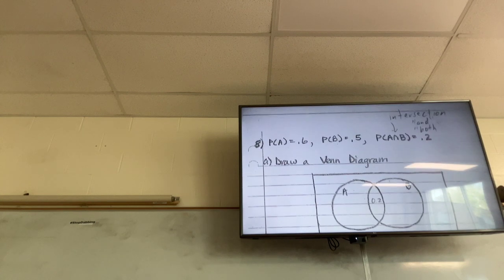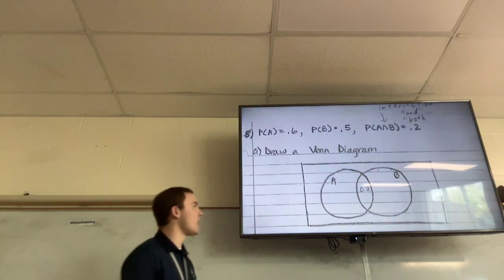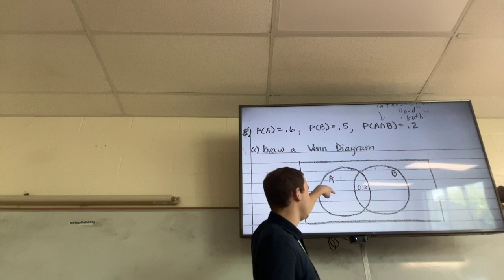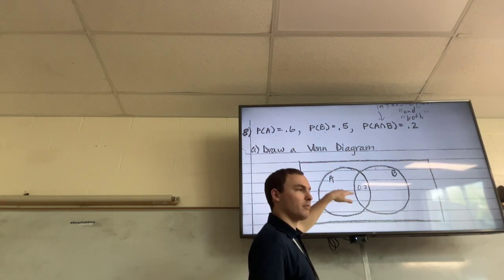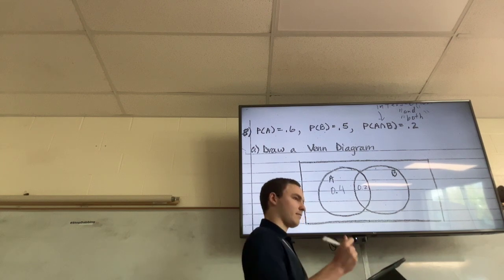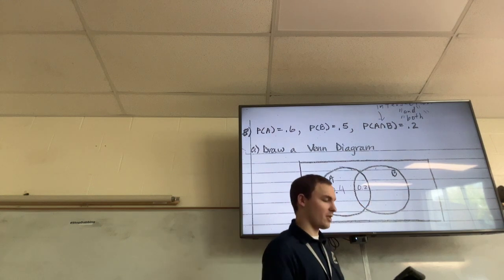All right. Now the probability of A is 0.6. So what's going on is the number inside this box plus the number inside this one need to add up to 0.6. So what number's here? 0.4. 0.4. What number's here? 0.3.